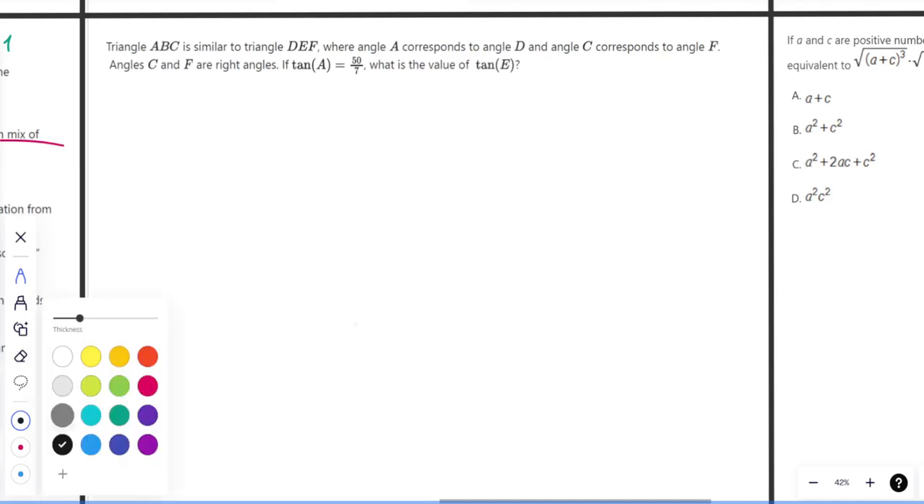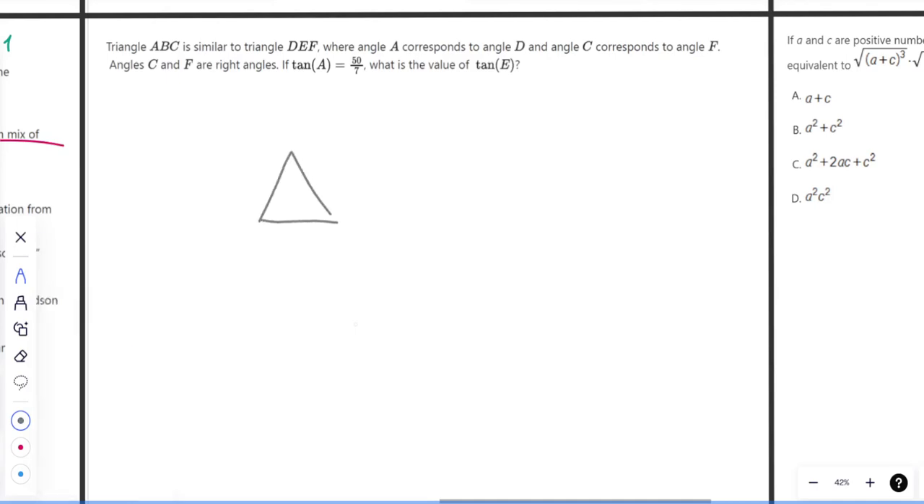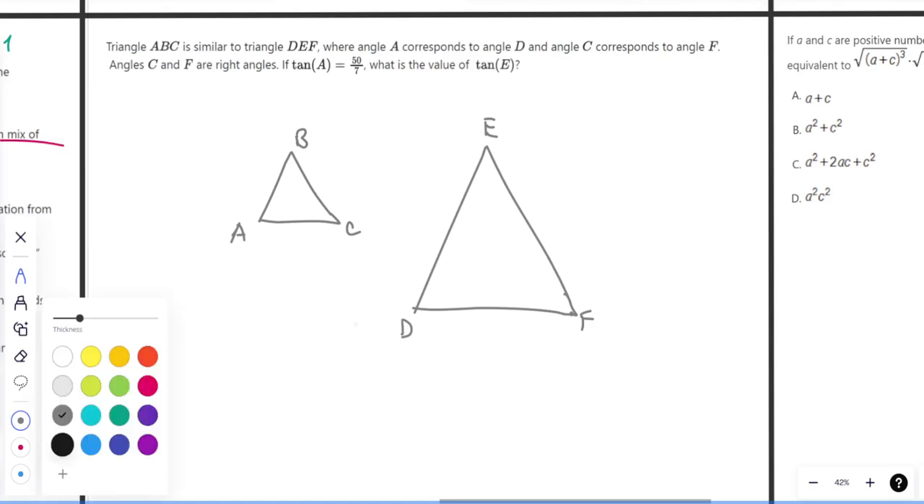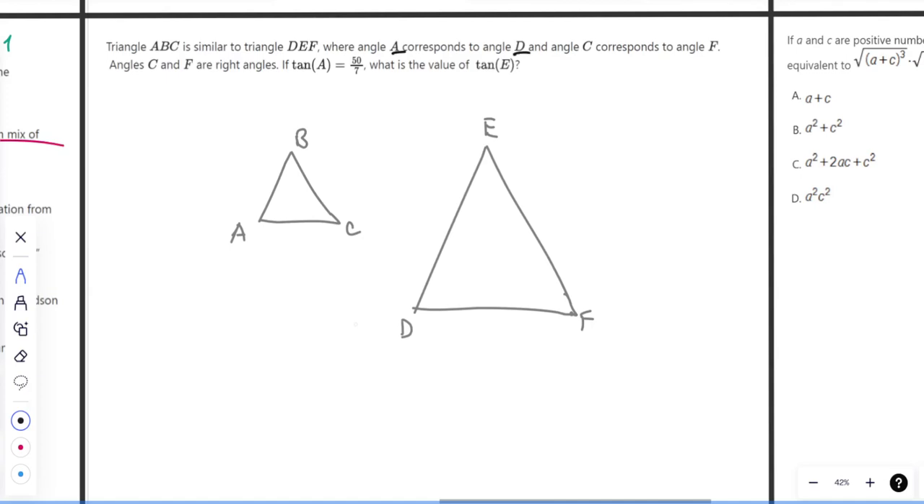It says triangle ABC is similar to triangle DEF. I'm immediately drawing this because it helps me visualize. If two triangles are similar, then they have the same proportions, or the side lengths are proportional, but they might just be scaled up or down, and the angles should stay exactly the same. A corresponds to D. Yes, I have that. And C corresponds to F. C and F. Yes, I also have that.